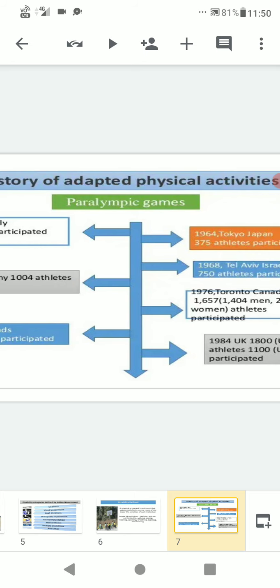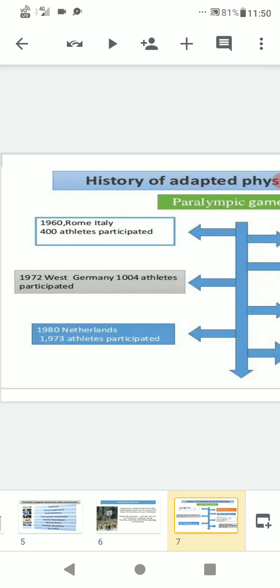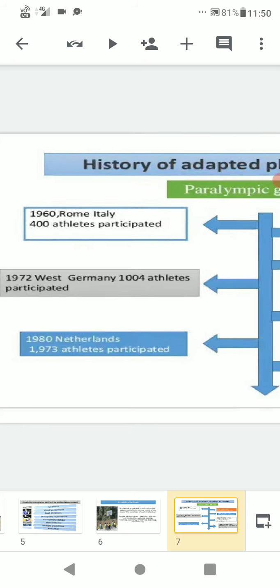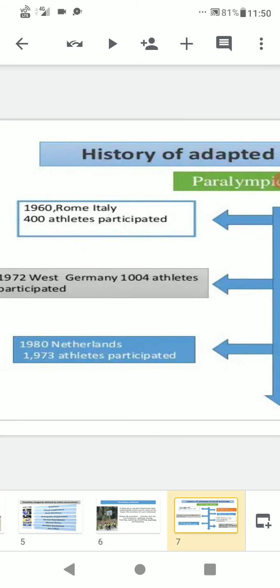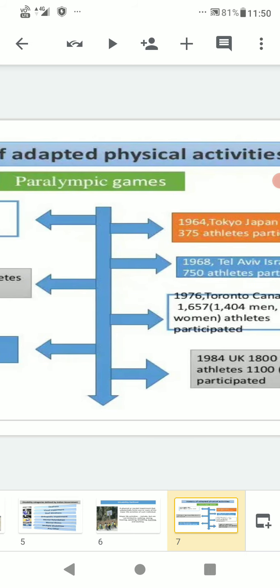Paralympic Games. This was started in 1960 in Rome, Italy, where 400 athletes participated. In 1972, West Germany, 1004 athletes participated. In 1980, Netherlands, 1973 athletes participated. This is the Paralympic Games.